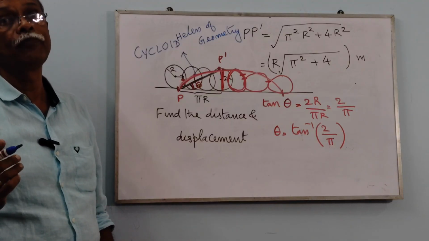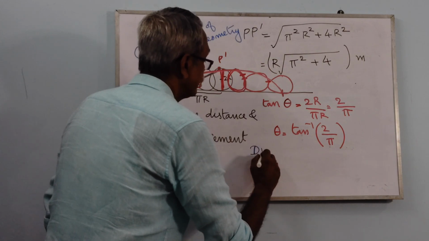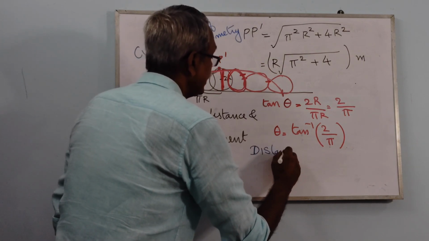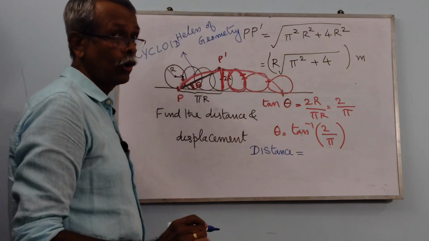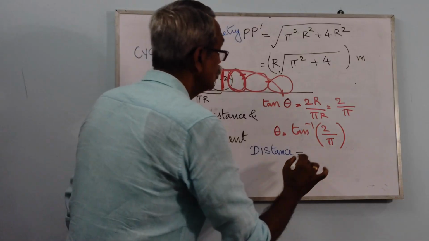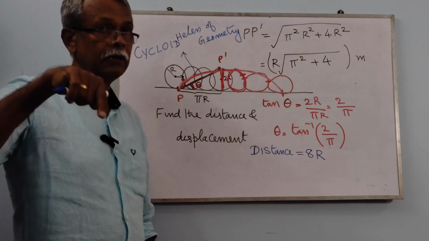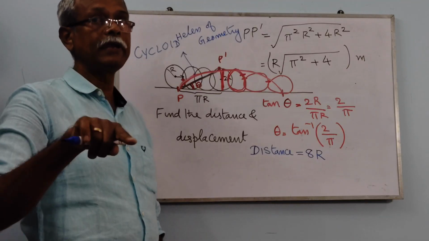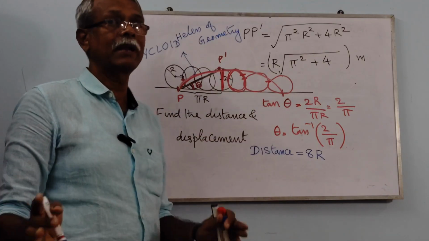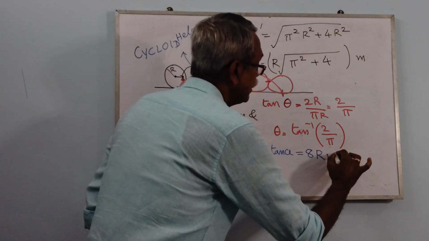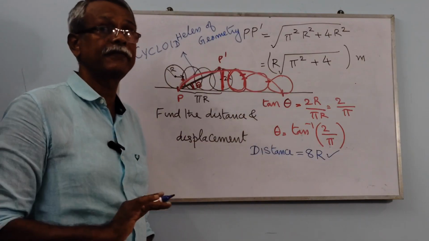That is very important. And the distance, or we can call it the circumference of this cycloid, is equal to 8r. For a circle it is 2 pi r, that is 6.28 r. For this curve it is 8r. You remember that. You don't need to derive that now. In higher classes you will learn how to derive this expression for this distance.